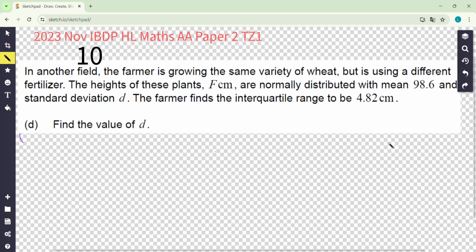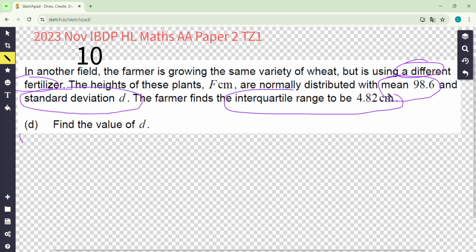Question 10d is another question. It is independent of A to C because it said that it is a new different fertilizer, different scenario. So the normal distribution is different: mean is 98.6, standard deviation is D, and the interquartile range is 4.82. So remember what the interquartile range is, so now we have to think about the distribution.